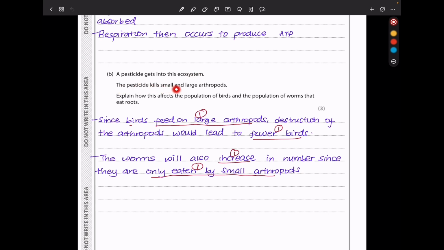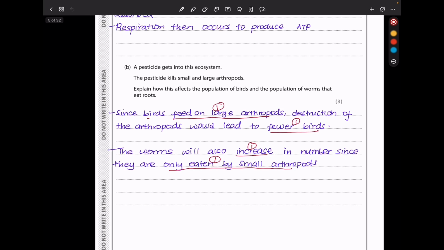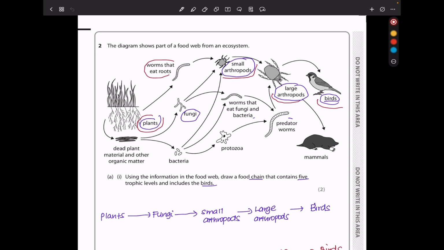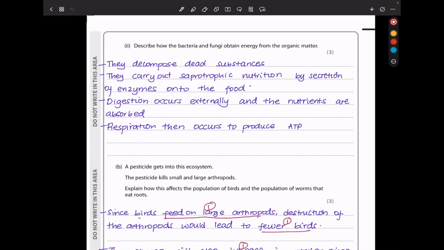In part B, a pesticide gets into this ecosystem. The pesticide kills small and large arthropods. Explain how this affects the population of birds and the population of worms that eat roots. If I take you back here, if the pesticide affects small arthropods as well as the large arthropods, the birds will have less food to eat. Actually, we can see this bird is only eating these large arthropods, so they will not have food and their population is going to decrease.